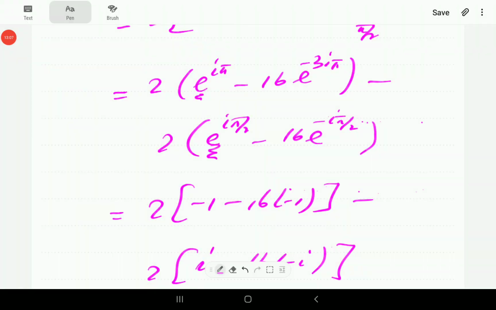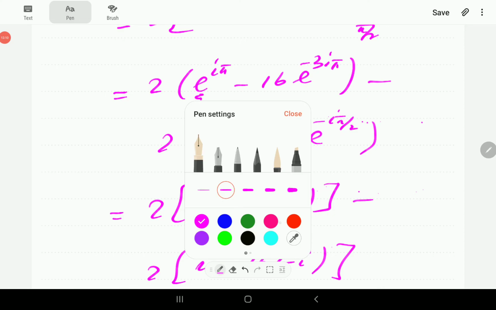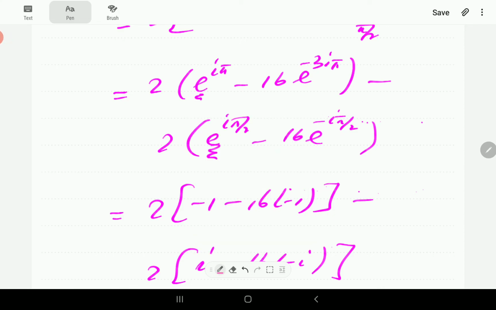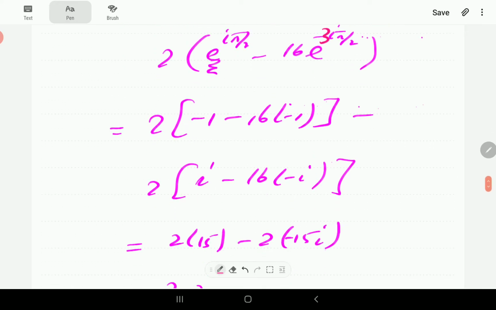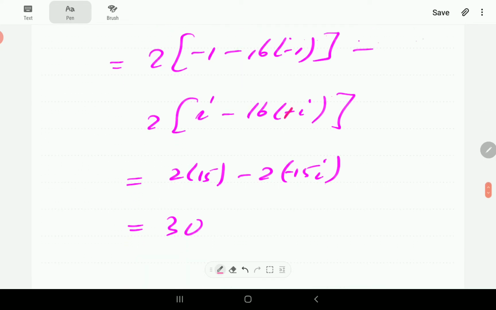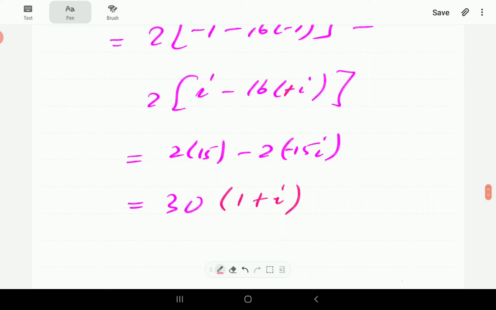Okay, sorry, there is a small mistake. This should be negative 3i pi, and then e to the negative 3i pi is positive i. So it's going to be negative 16i minus 16i, which is going to be negative 15i. So this is going to be 30 into 1 plus i. And so that is going to be our final answer.